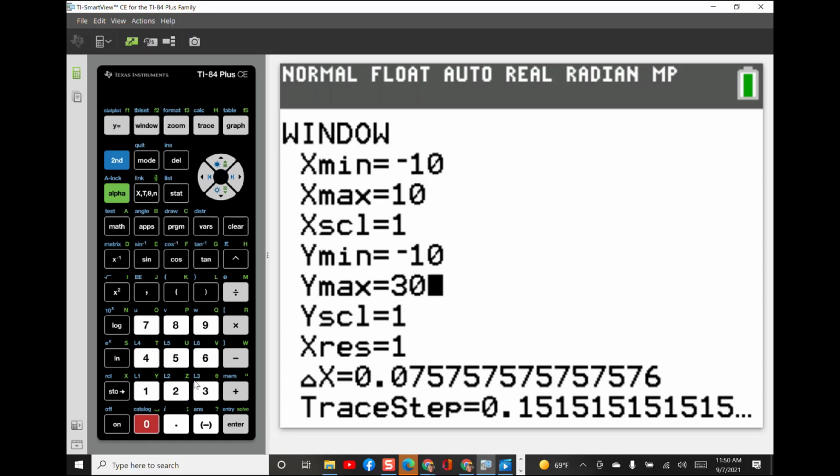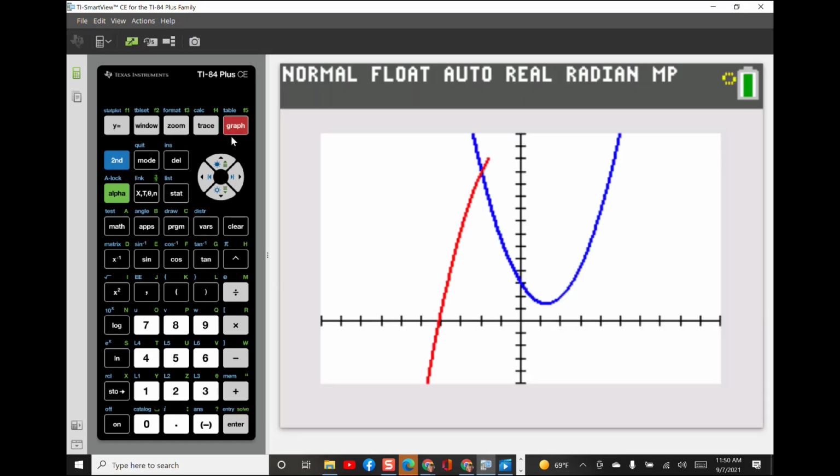And then I'm going to change the scale, because sometimes when you have a scale that big, you'll get lots of tick marks and then it's a little distracting. Let's put 2. So I'm going to hit enter. Let's go to the graph.